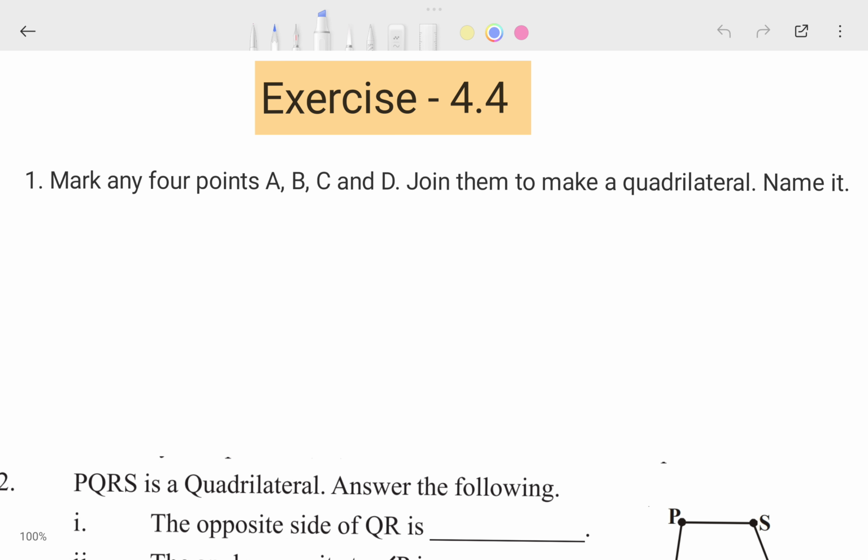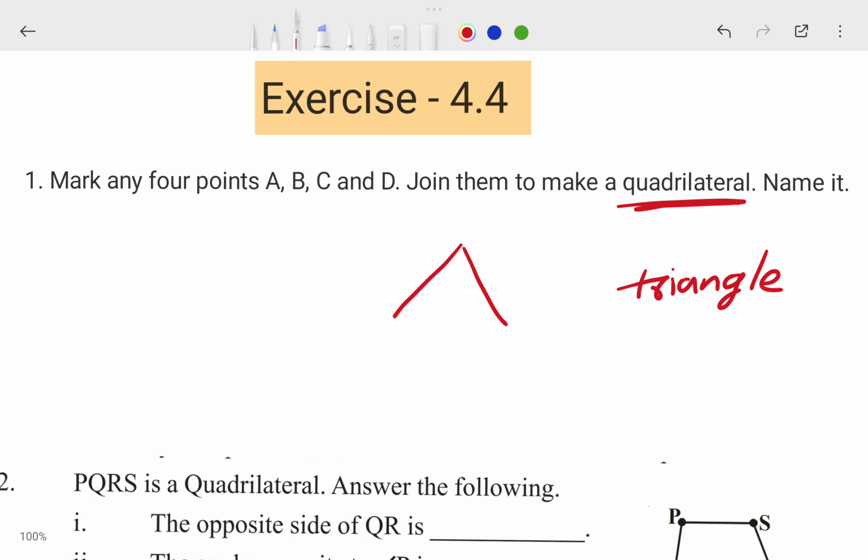The first question is: make any 4 points A, B, C and D and join them to make a quadrilateral. Name it. Okay, so now you know what this question is telling. First, you have to know what a quadrilateral is. I hope you know about the triangle. Triangle means what? When three line segments join each other, they form a triangle.